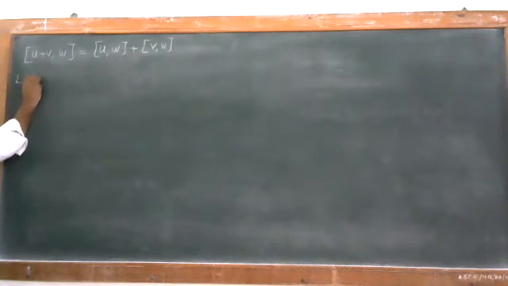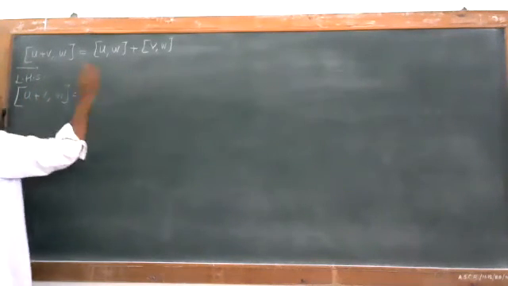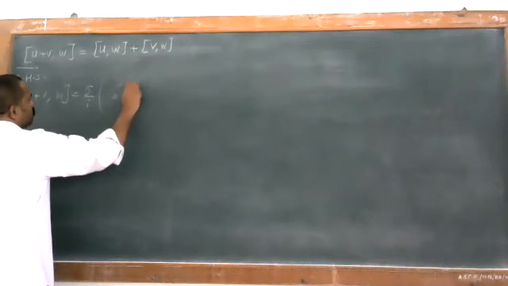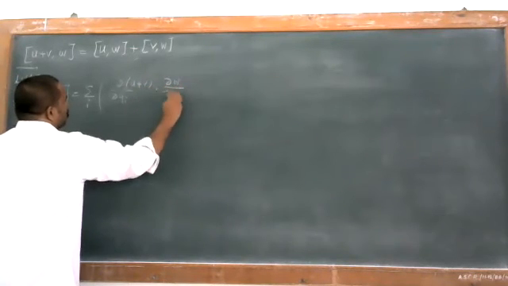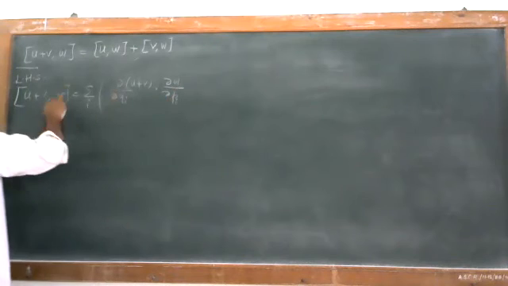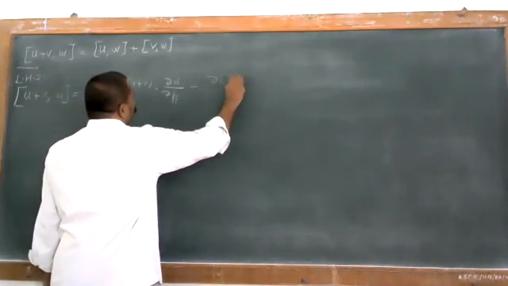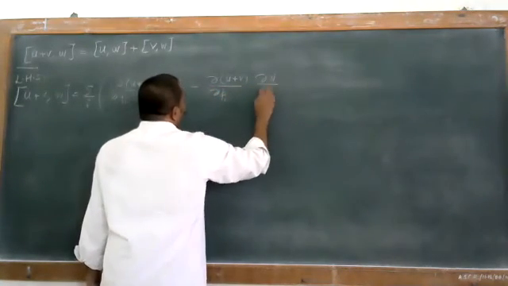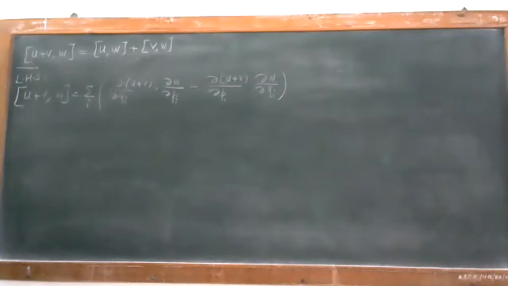We'll just start with the LHS. So what is LHS? LHS is nothing but the Poisson bracket of u plus v, w, and that can be given as the summation over i, according to our definition, of ∂(u+v)/∂qi into the second term's derivative with respect to pi, that is ∂w/∂pi, minus ∂(u+v)/∂pi into ∂w/∂qi. So that is according to our definition, the definition of the Poisson bracket.